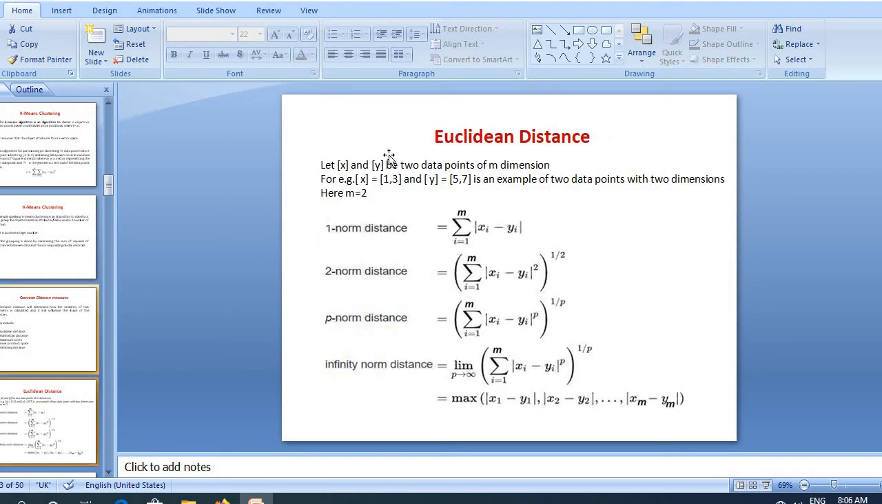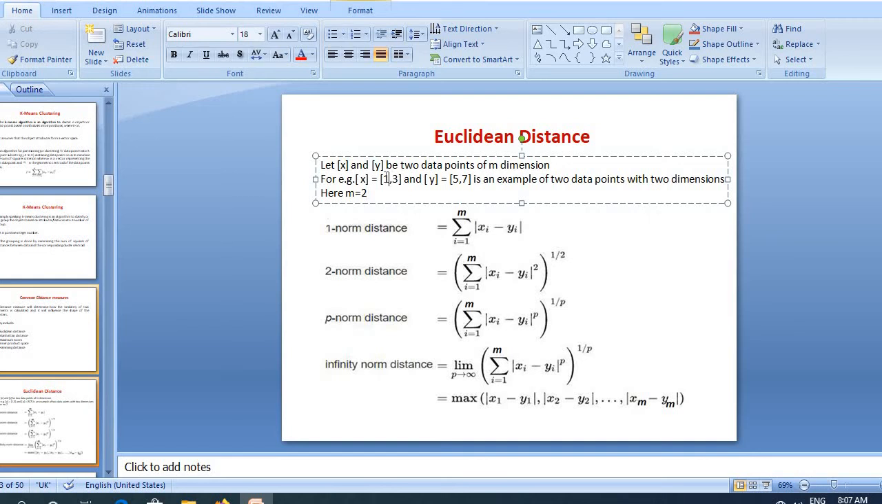So what is Euclidean distance? Let x be the vector corresponding to one of the data points and y be the vector corresponding to the second data point. Assume that the 2 data points have m dimensions each. For example, x is equal to (1, 3), y is equal to (5, 7). It's an example of 2 data points with 2 dimensions. M is equal to 2.